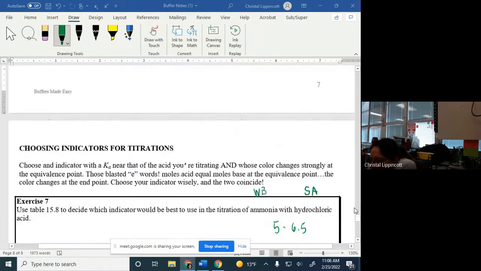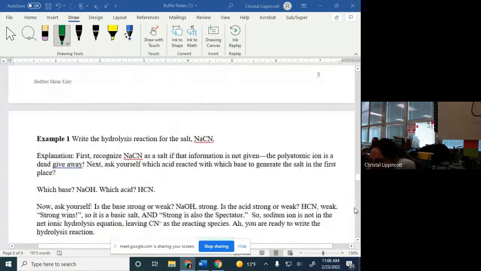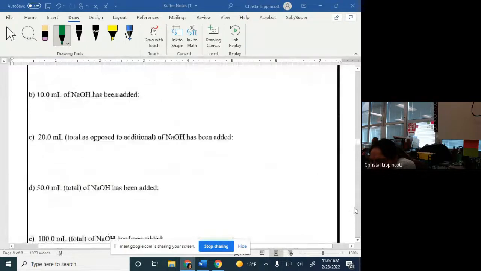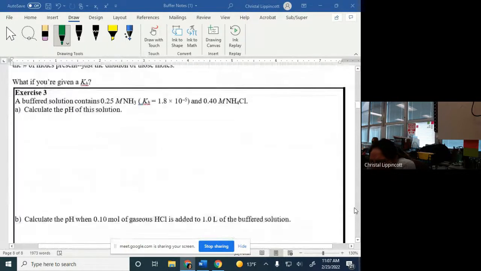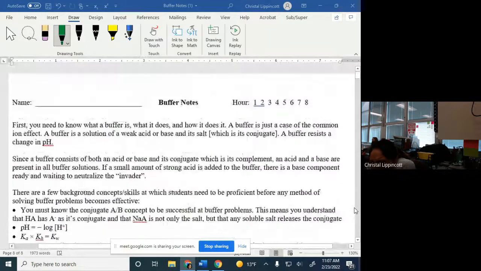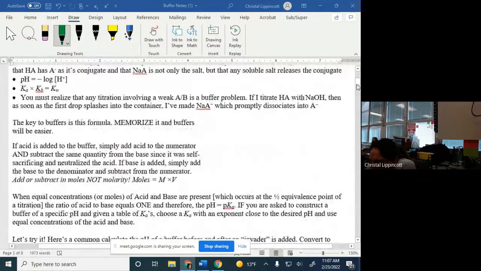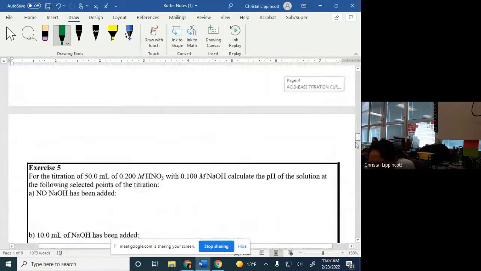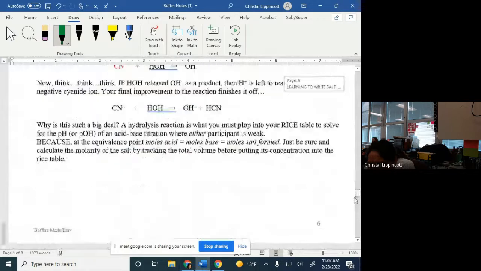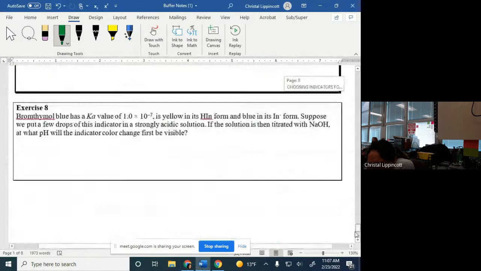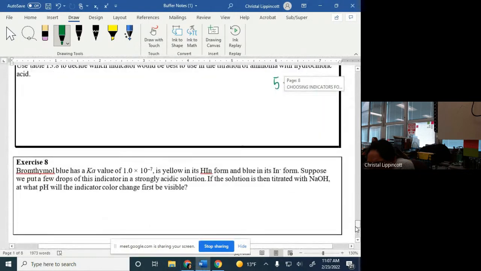So then if we look back at our indicators, we need to find, did I have indicators in this section? I don't remember. No, I don't. That's a different set of notes. Was that my titration notes?